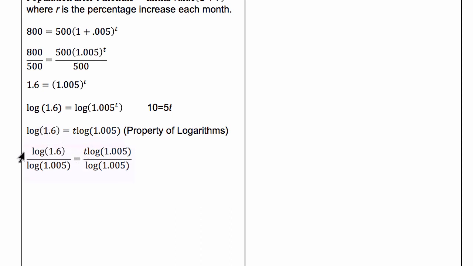To compute the quantity on the left, we will need to use our calculator. When we do so, let's make sure our parentheses are in the correct places. We input log parentheses 1.6 end parentheses, divide sign, log parentheses 1.005 end parentheses. We get that t is approximately 94.2 months. That is, it will take 94.2 months for the population that started at 500 to get to 800.